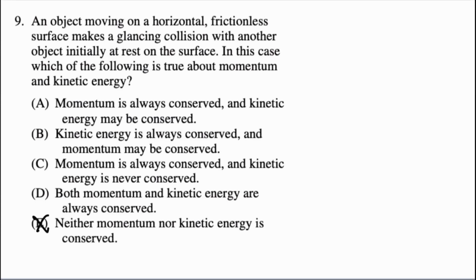Like E is wrong, B is wrong because it's like momentum may be conserved. No, it's always conserved. Now, the trick is the kinetic energy part. So we're actually not given a lot of information about this collision. We're just told that it's a glancing collision, which just means that there's two objects that don't hit each other on their centers of mass. We're not told explicitly whether it's an elastic or an inelastic collision, and quite frankly, there's no way to know.